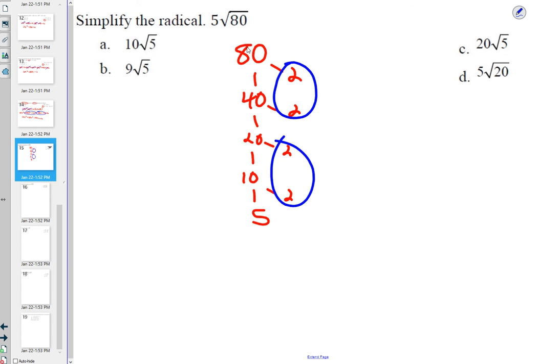Okay, so I already have a 5 on the outside, joined by a 2. 5 times 2 is 10 times 2 again. It's 20 with a 5 left over.